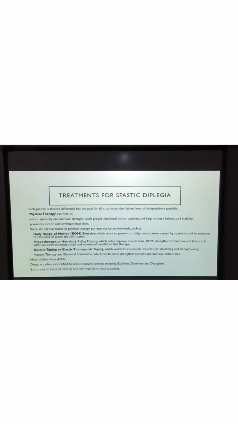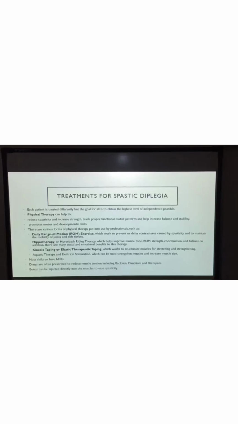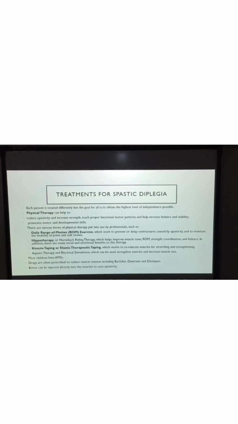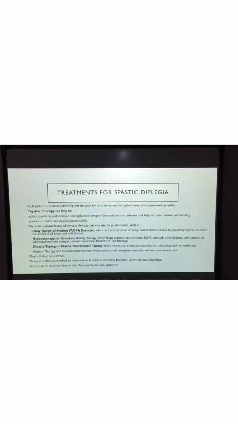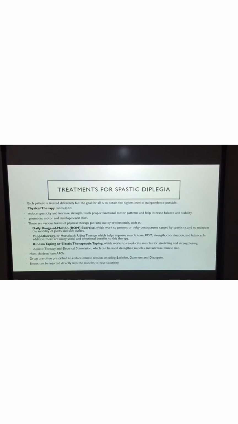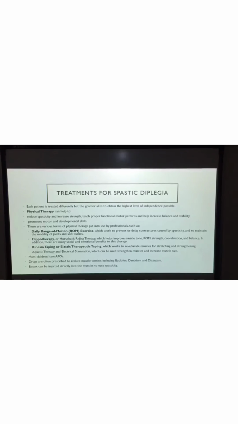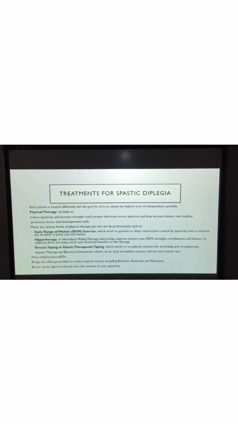Treatments for spastic diplegia. Each patient is treated differently, but the goal for all is to obtain the highest level of independence possible. Physical therapy can help to reduce spasticity, increase strength, teach proper functional motor patterns, and help increase balance and stability. It promotes motor and developmental skills.